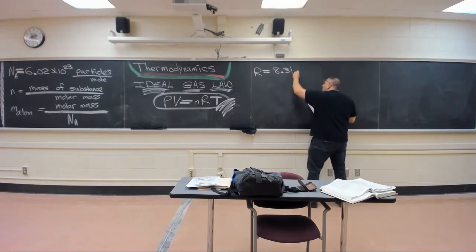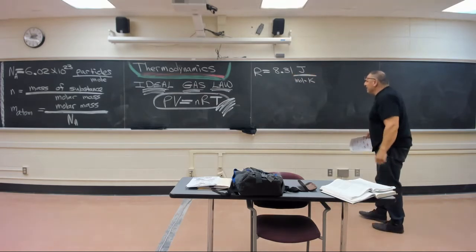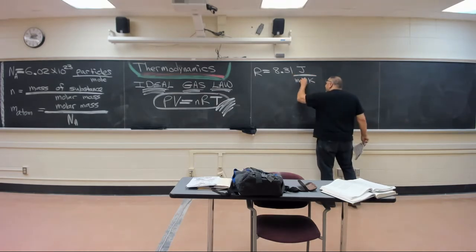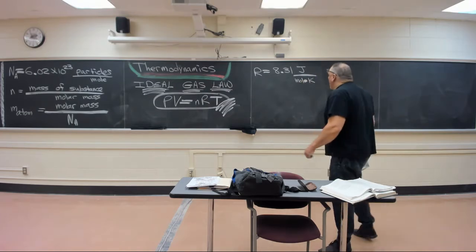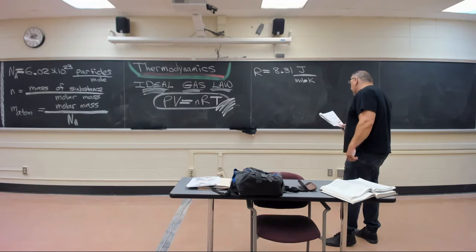8.31 joules per mole, MOL, K. Degree Kelvin. It's not really a degree measure, but it gets said that way. I don't think anybody's going to nickel and dime you on that. Okay. So 8.31 joules per mole per Kelvin.